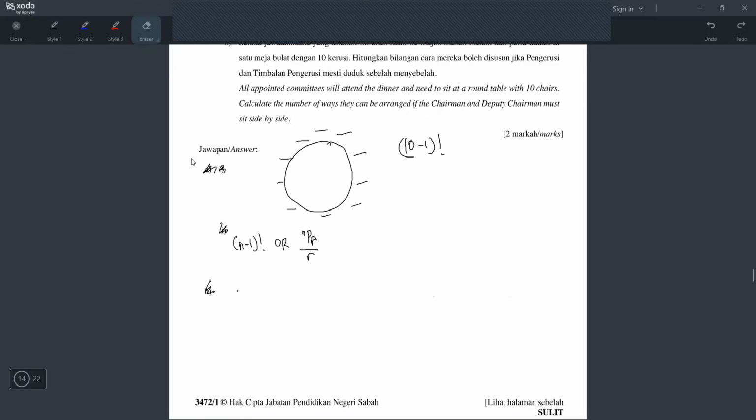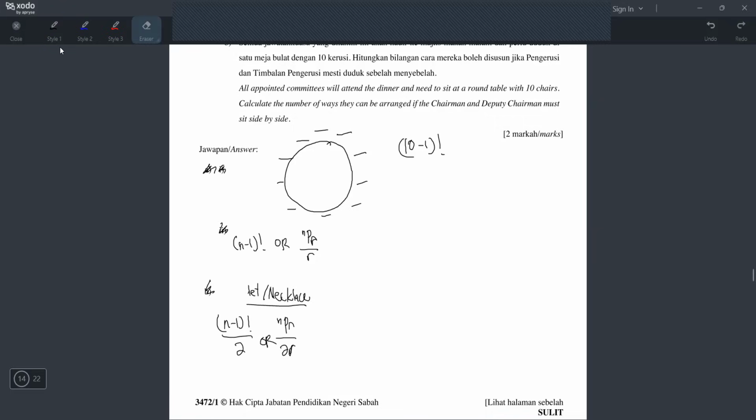But you have to remember, if it's a bracelet or necklace question, then the formula you use will be (n minus 1) factorial over 2, and then nPr over 2r. This formula is for a bracelet or necklace, because for a bracelet or necklace, the anti-clockwise arrangement and the clockwise arrangement, we count as the same. It means the direction is not important anymore. But this one is only if it's a bracelet or necklace.